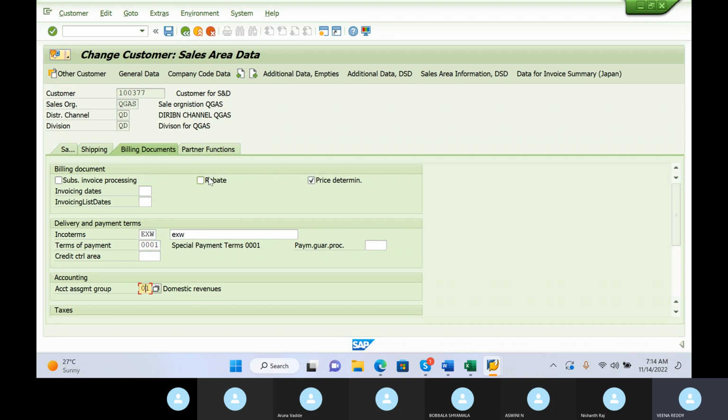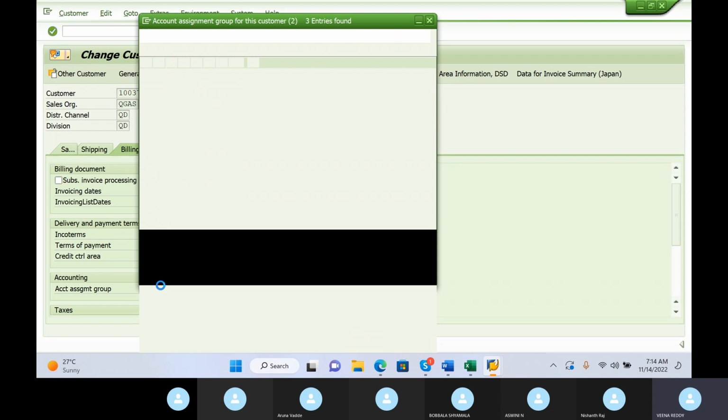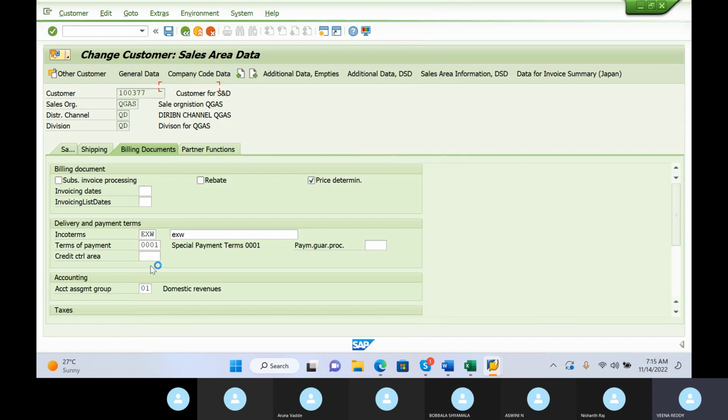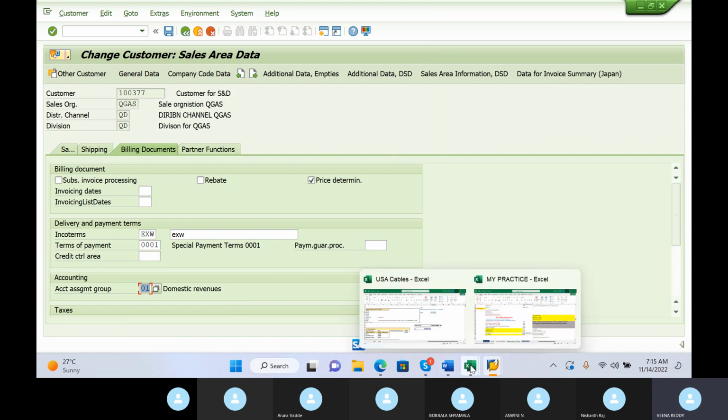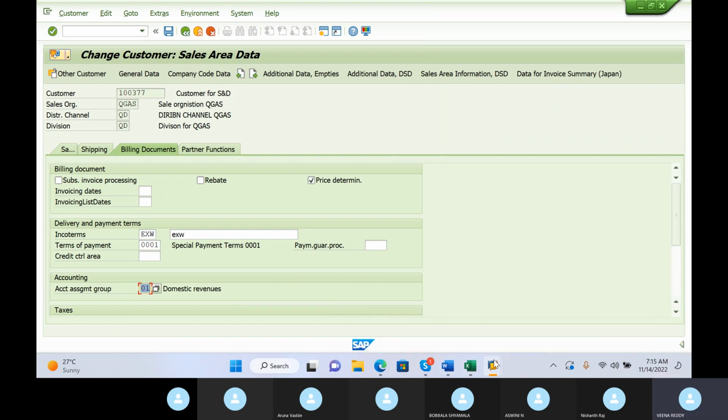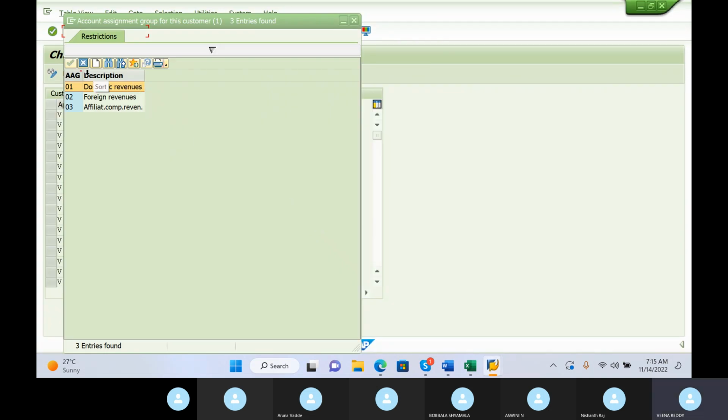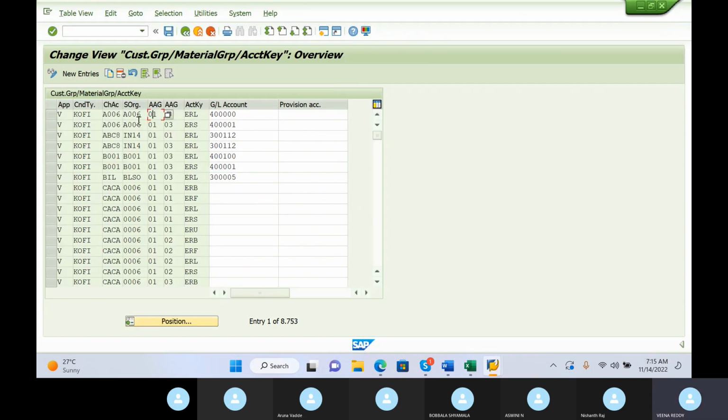This is in customer master data, sales organization, third field, billing documents. This is the domestic revenues account assignment group. So the system will pick what this customer is related to, this accounting key and this condition type. When these conditions are satisfied, the system will pick this GL.